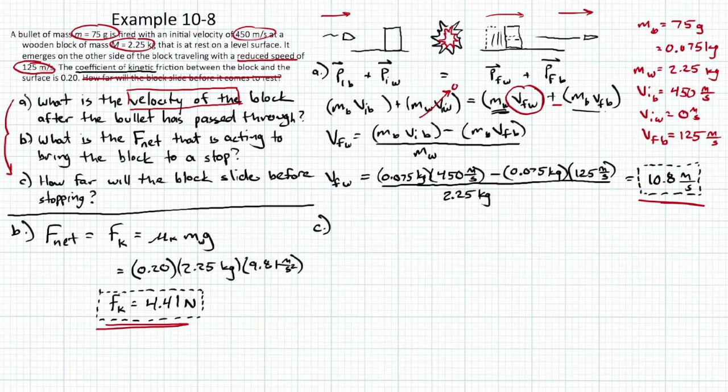Then we went on to say, okay, well, what would be slowing this block down? Well, that would be the friction force right here, and we found that. Both of these we have boxed off in dotted lines. And now the final part is the actual question of how far will the block slide before stopping.